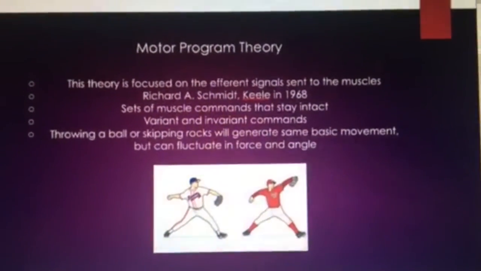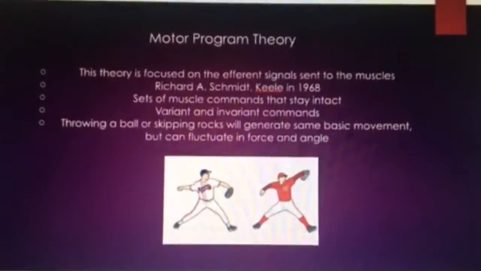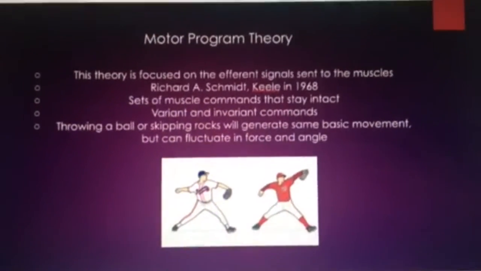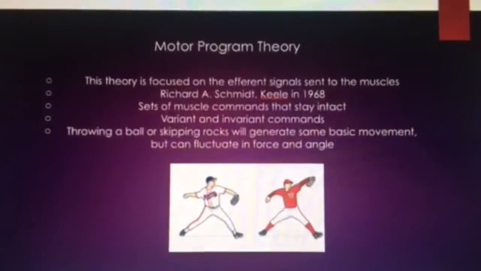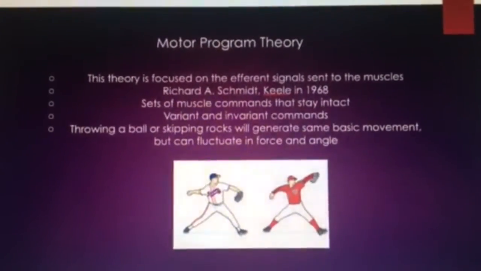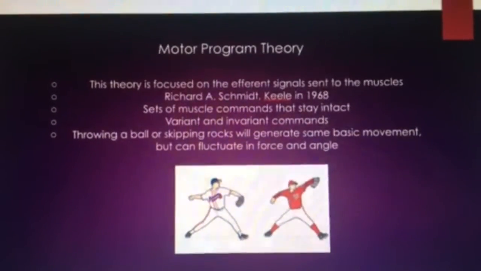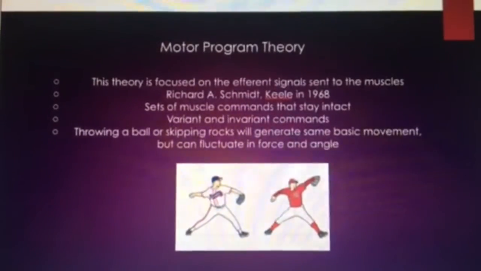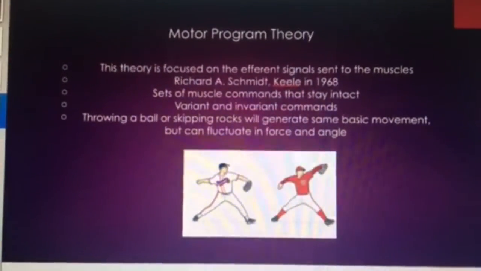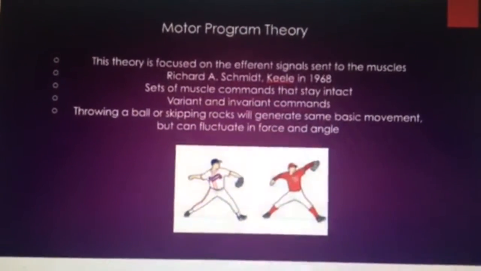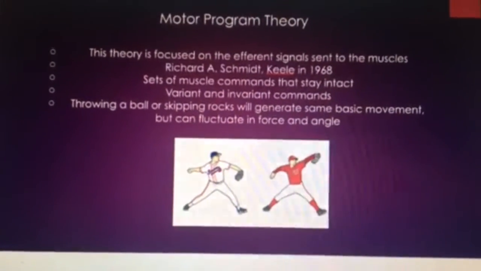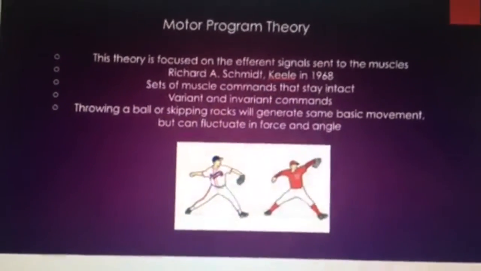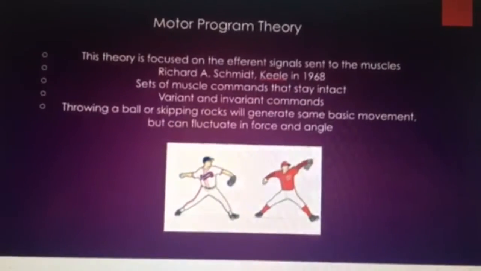The next theory is the motor program theory, and it's perhaps one of the most popular theories. The main point of this theory is focused on the efferent signal sent to the muscles in your body, essentially making it an open loop theory, which we will go over more in depth towards the end of this video. This theory was designed by Richard A. Schmidt, but was modified in the year 1968 by Keele.